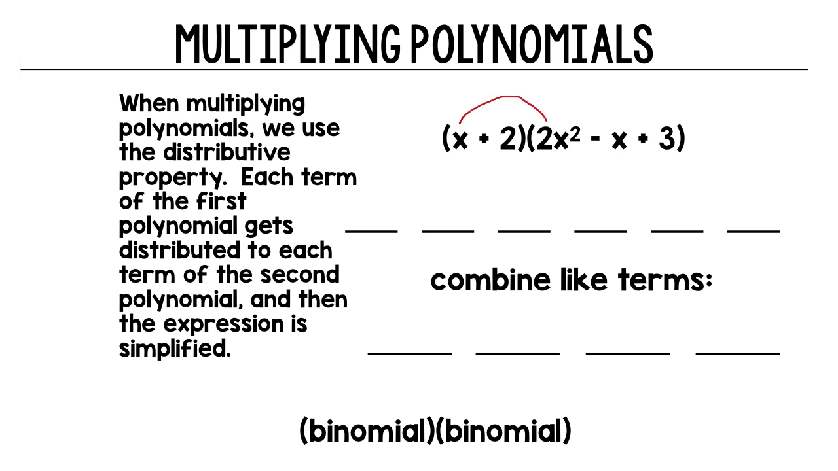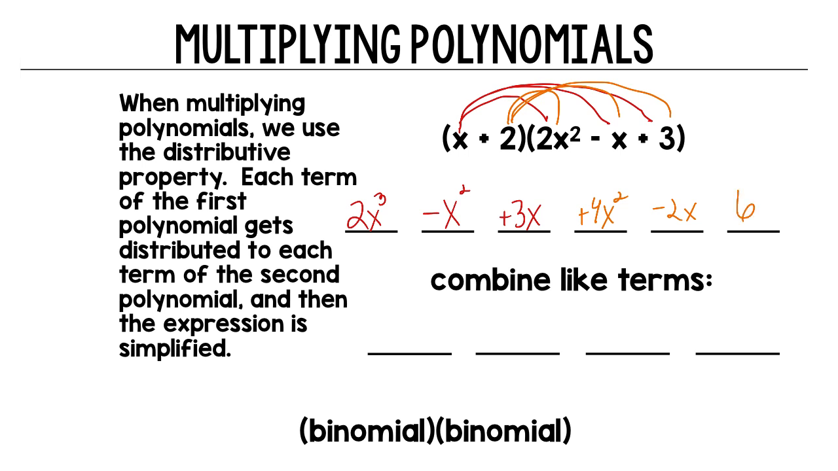First term times first term, x times 2x squared is 2x to the third. X times negative x is negative x squared. X times 3 is plus 3x. Then we'll do the second term times the first term. 2 times 2x squared is plus 4x squared. 2 times negative x is negative 2x. 2 times 3 is 6.